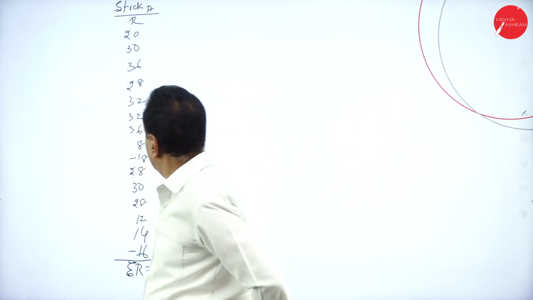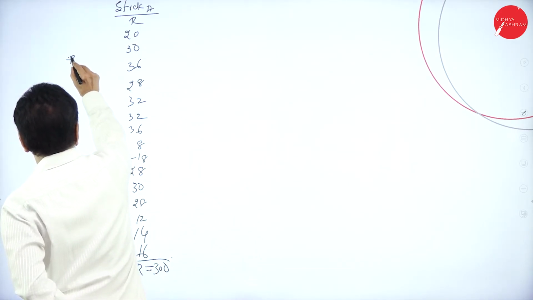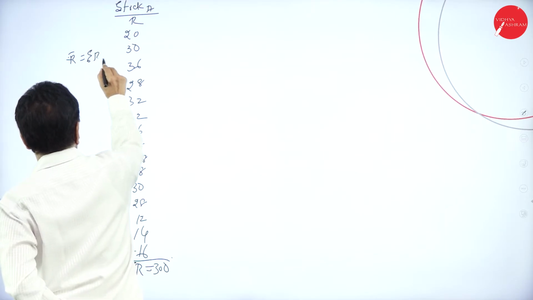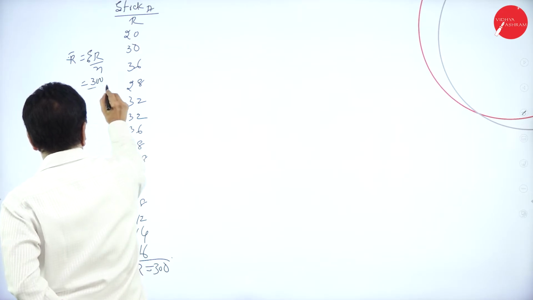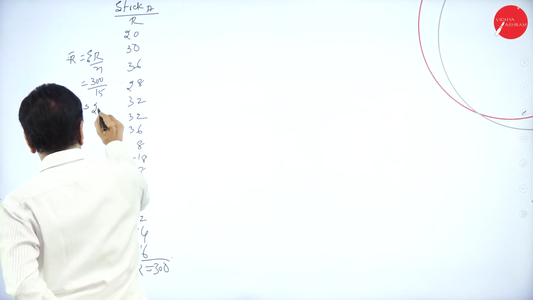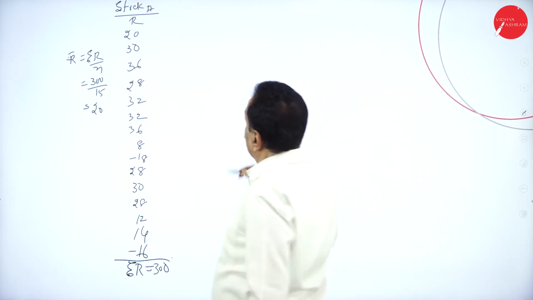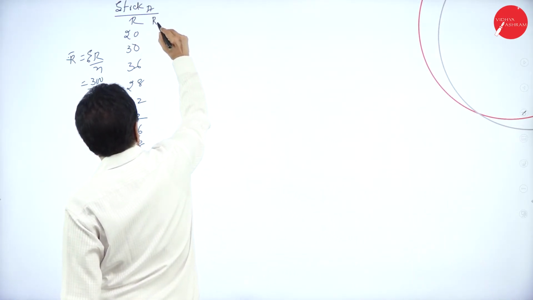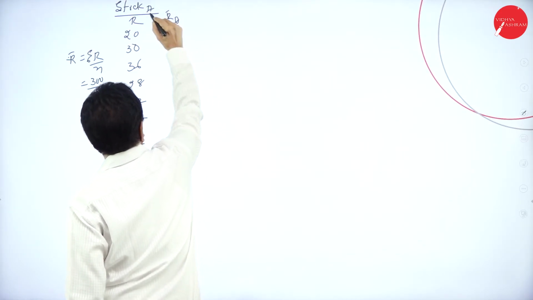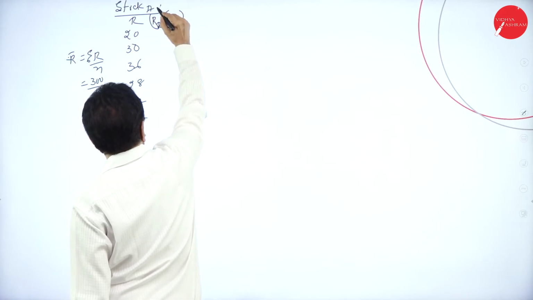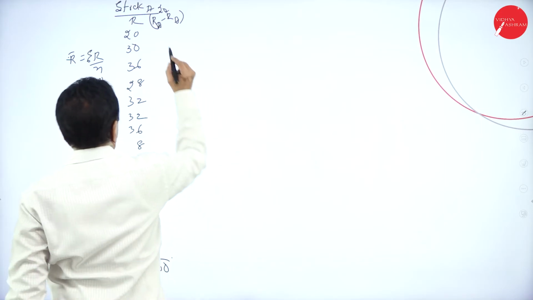We can write here: R mean is equal to sigma R divided by N. 300 divided by 15 is equal to 20. Here R A means R mean A. Take the deviation from 20. 20 is the base. 20 minus 20 is 0.